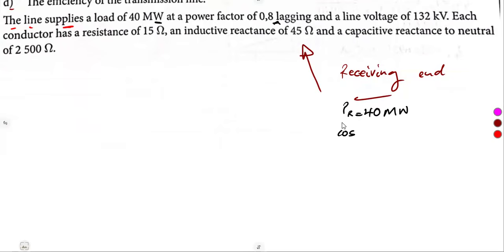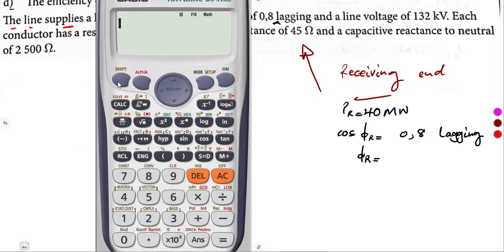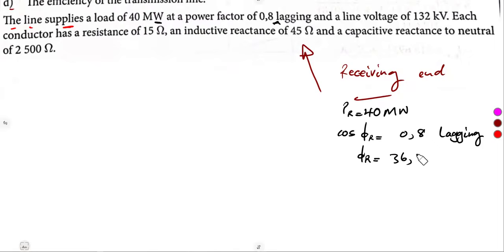So the power factor from where? The receiving end. So this is the power factor of the receiving end, which is 0.8 lagging. So what we can actually do is calculate the phase angle between voltage and current of the receiving end, which in this case, we can simply have shift cos 0.8. I have already fixed my calculator to 3 decimal places. That is going to give us 36.87.